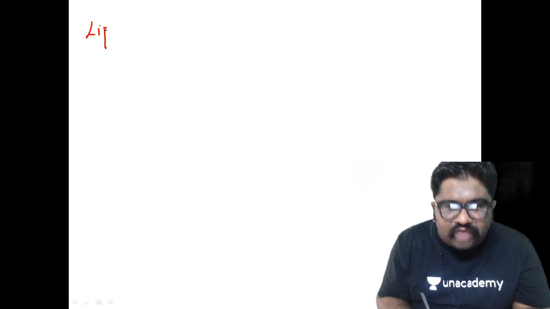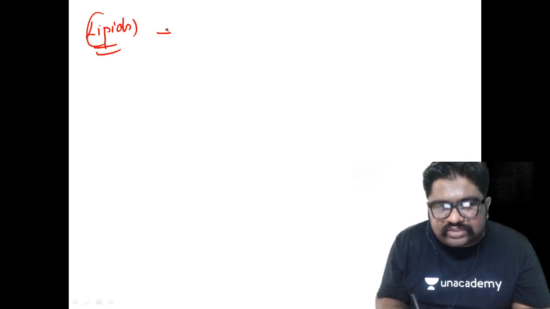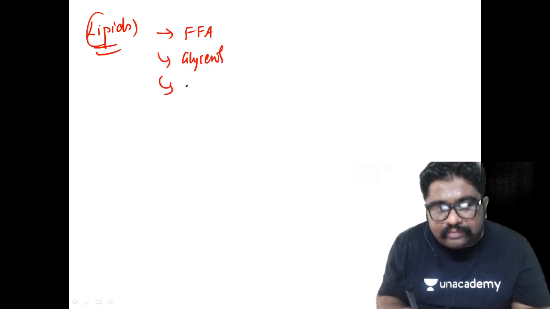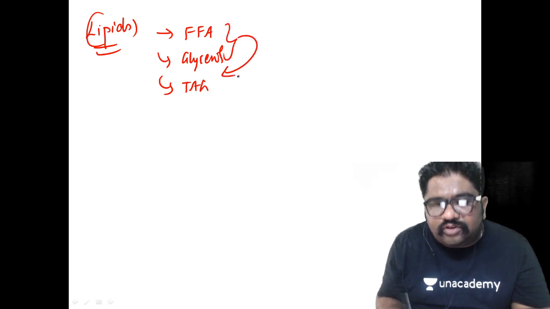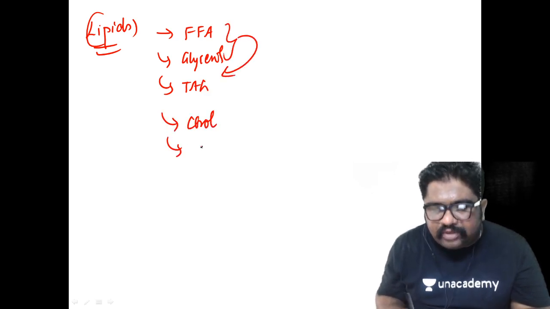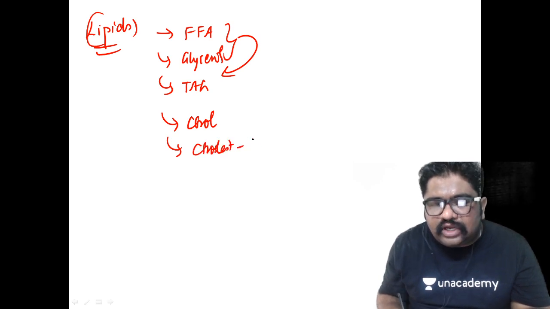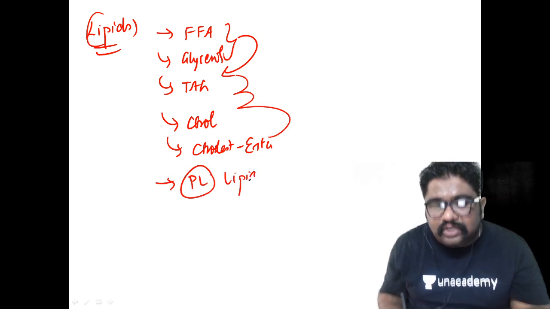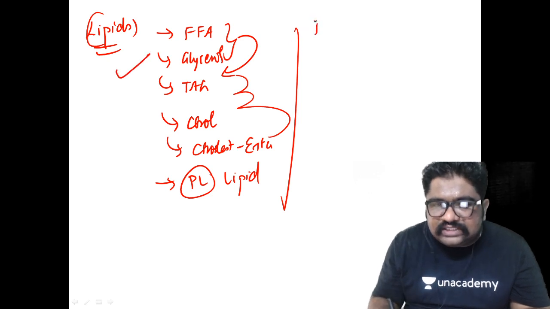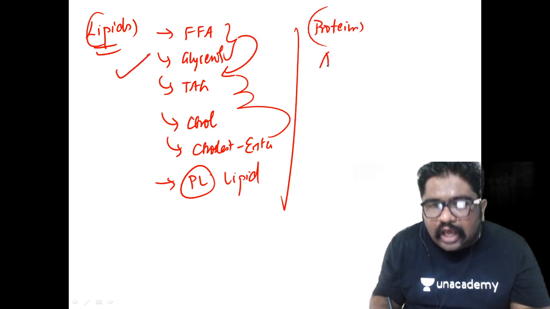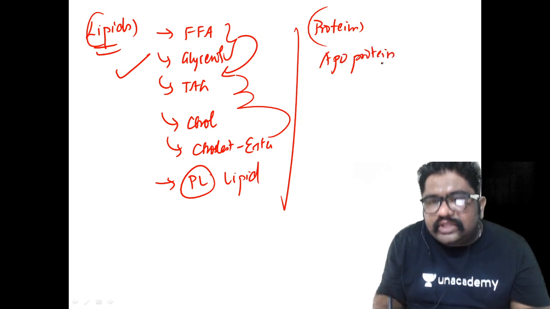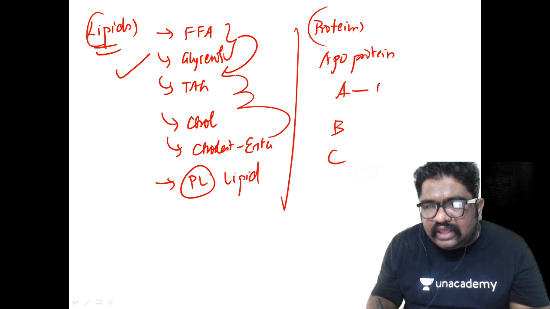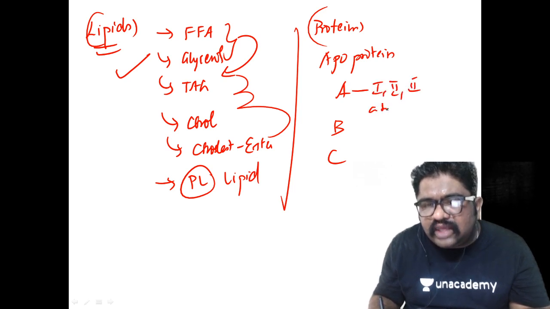I'll write it here. Watch very carefully. Who are all contributing to the concept of lipids? Free fatty acids are lipids. Glycerol will help in the formation of lipids. Triacylglycerol is a combination of both. Then cholesterol is lipid. Cholesterol with fatty acids, called cholesterol ester, is also a lipid. Phospholipids are also lipids. So in a lipoprotein, lipids are these, while the proteins are referred to as apoproteins. And apoproteins can be A, B, C, and they can have 1, 2, 3, etc.